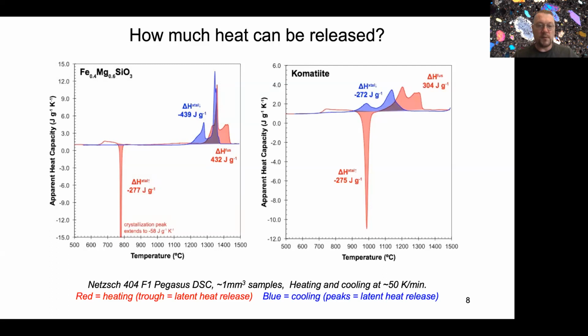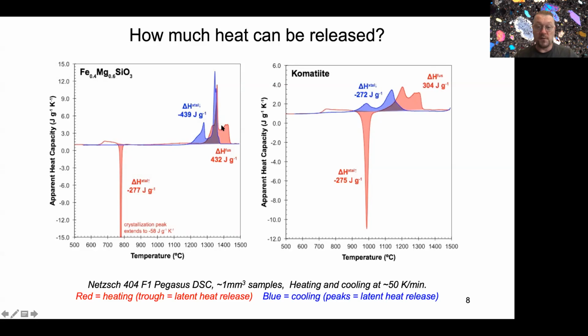And the heating was so much that actually the calorimeter stopped putting in any power at all, but the sample continued to heat. This crystallization peak extends to minus 58 joule per gram per Kelvin apparent heat capacity. And so basically the area of that peak tells us what the actual enthalpy of crystallization was, which was minus 277 joule per gram. As we continue heating our now fully crystalline sample, or mostly crystalline, we just chug along heating crystals up until we start to melt those crystals.